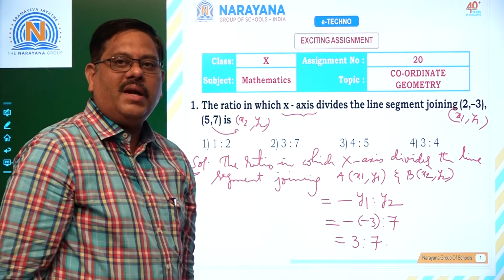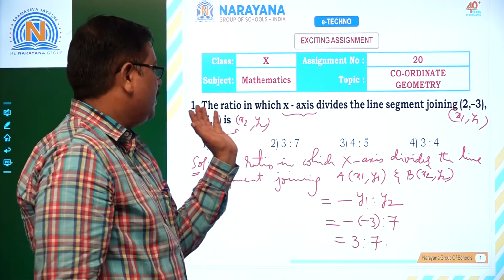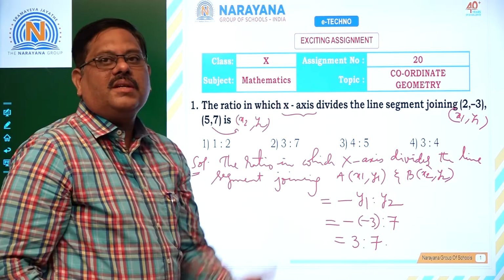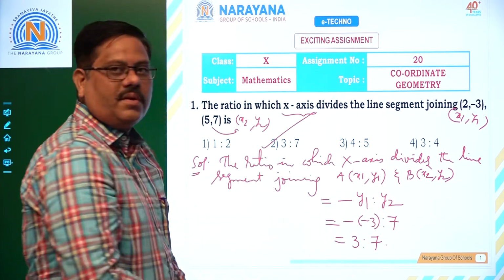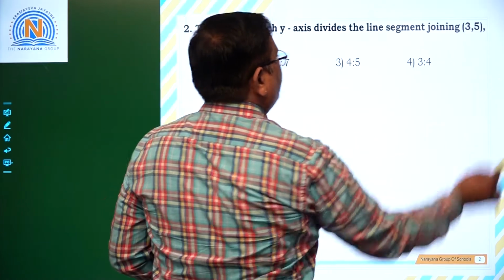X-axis is going to divide the line segment joining both the points, meaning it is internal division, right? Now, 3:7 is the second option for us. Okay. Now let us see the next question.